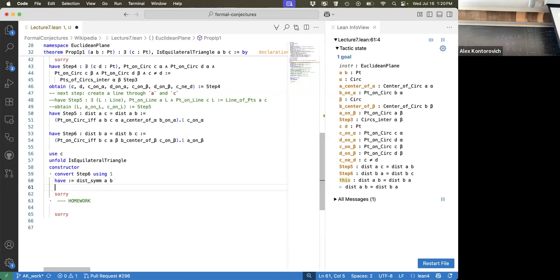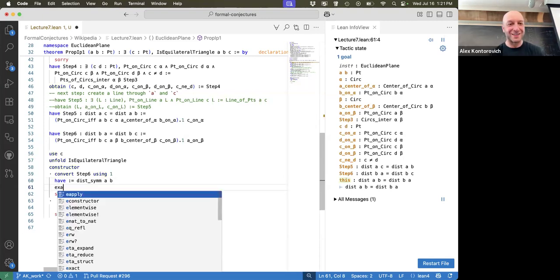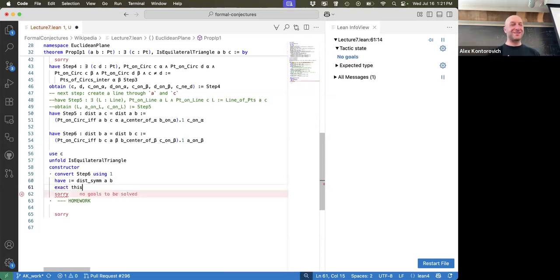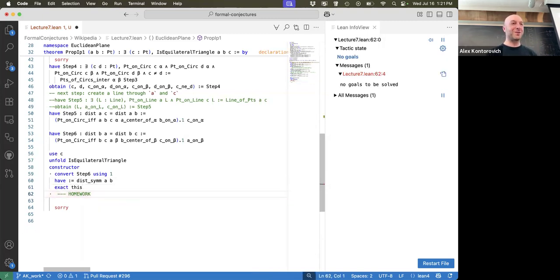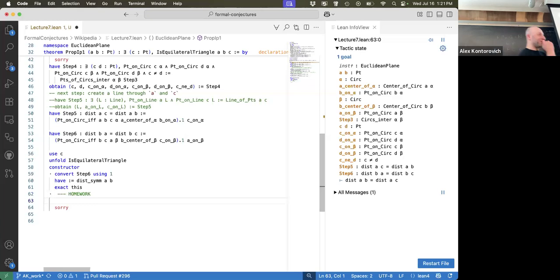Correct. So you just have to say, by the way, this is the final goal, which is exact. That's exactly what exact does. Then it says no goals, and it's complaining that there's a sorry because there aren't any goals to be solved. Okay, does that make sense?